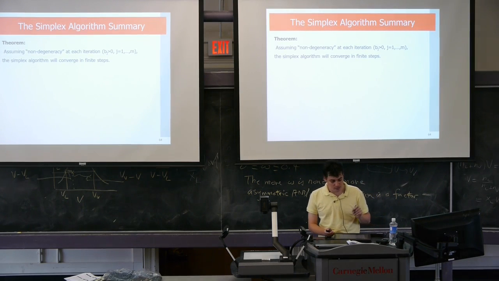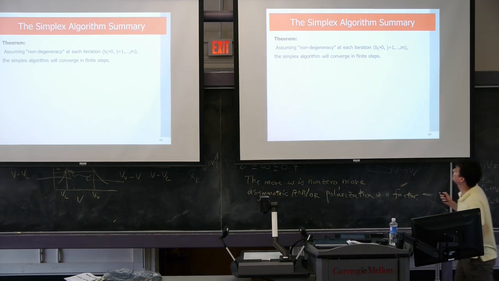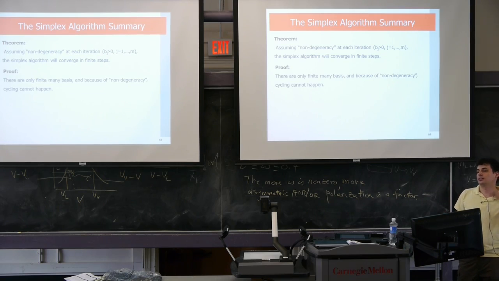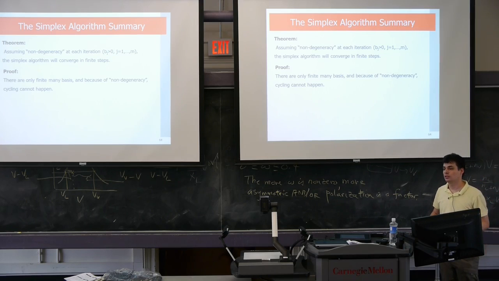Another theorem: if you assume non-degeneracy at each iteration, so these B values are always positive, then the simplex algorithm will converge in finite steps. And the reason is that in each step you improve the basis, and there are only finitely many bases. You will not get into the same basis set. So at some point you have to finish, right?